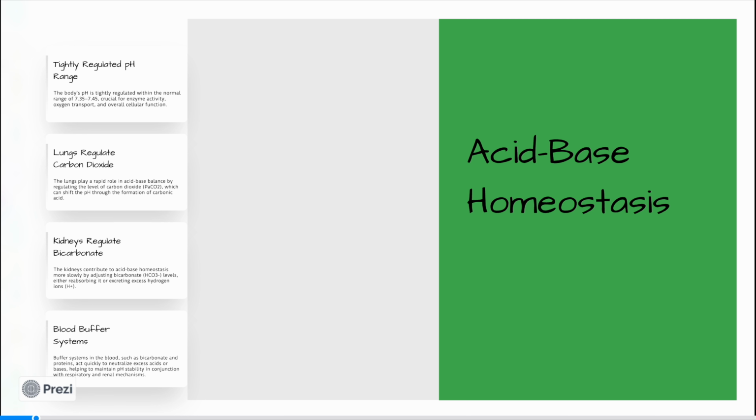Acid-base homeostasis refers to the body's ability to maintain a stable pH within the narrow range of 7.35 to 7.45. This balance is essential because even small deviations can disrupt enzyme activity, impair cellular metabolism, and compromise organ function, as I mentioned before.